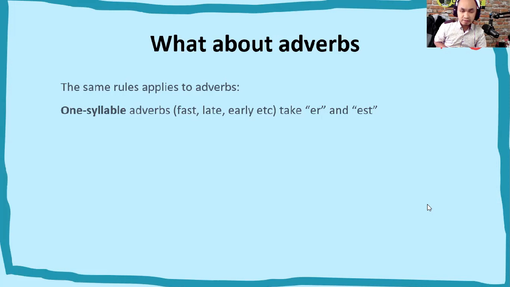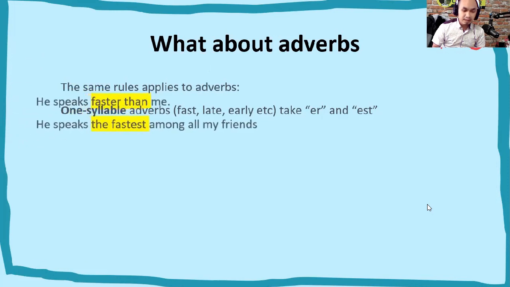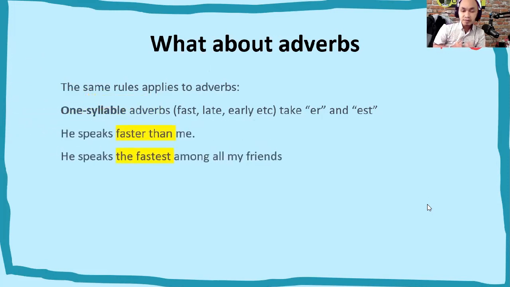So for comparative adverbs, just use ER. For superlative adverbs, just use EST. For example, something like this. He speaks faster than me. So remember, faster.